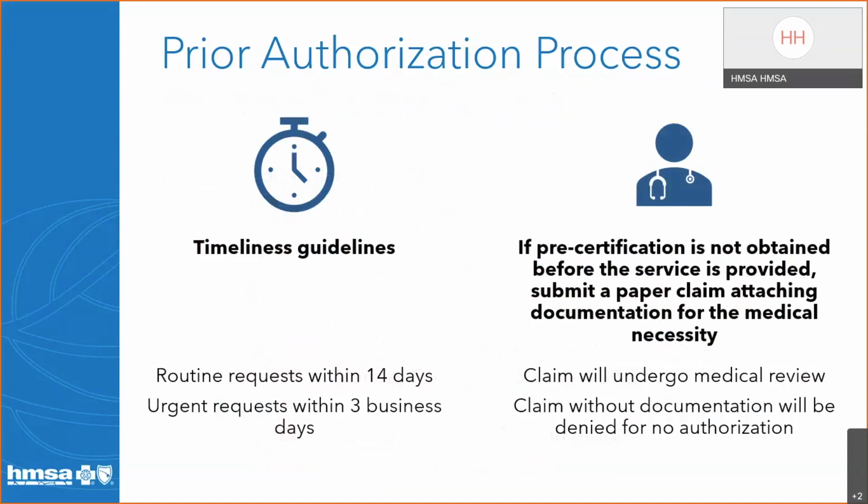Timeliness guidelines for prior authorization requests are 14 days for routine requests, although most requests are completed in a much shorter time frame. Urgent requests are handled within 3 business days.